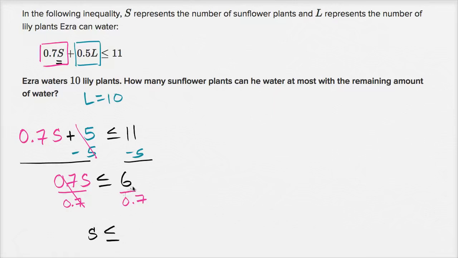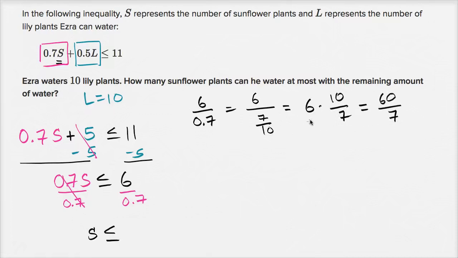Or we could even write this as, well, this is 6 divided by 0.7. Let me write everything as a fraction. This is the same thing as 6 divided by 7/10, which is equal to 6 times 10 over 7, which is equal to 60/7, which is equal to, what is this, 8 4/7. So S has to be less than or equal to 8 4/7.